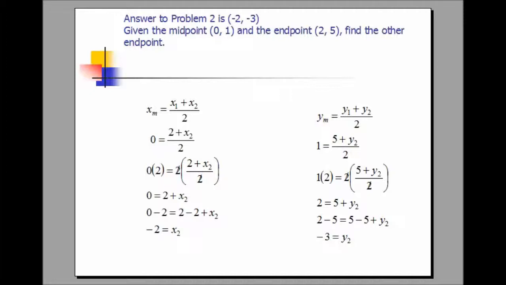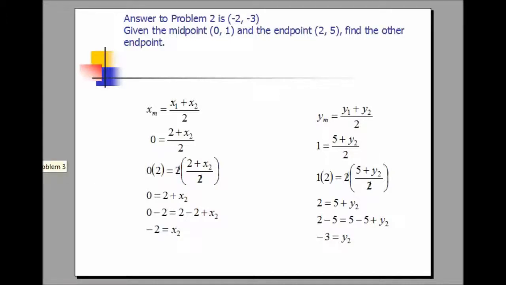Multiplying by 2 on both sides will clear the 2's on the right. On the left, 0 times 2 is 0. We have 0 equals 2 plus x sub 2. Subtract 2 from both sides, and this will give negative 2 equals x sub 2.